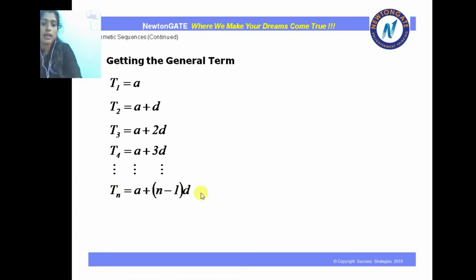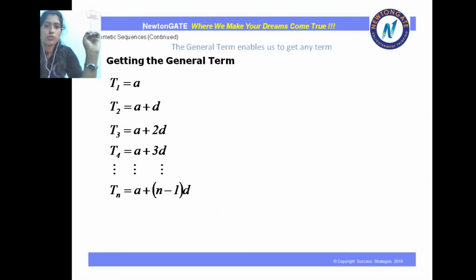That is An or Tn is equal to A plus n minus 1 D, where n stands for the number of the terms. Like the first term, n is 1. For the second term, n is 2, and so on. So, Tn is equal to A plus n minus 1 D. Okay? So, this is the general formula or the general term formula. If we follow this, we can get any term in a given sequence.